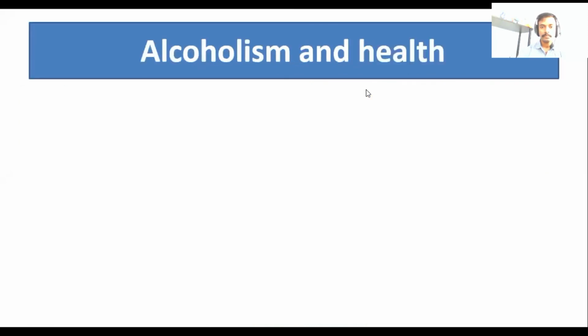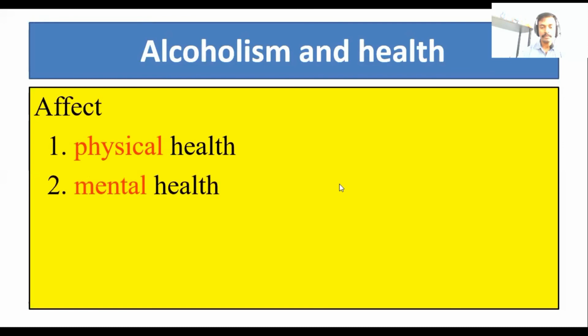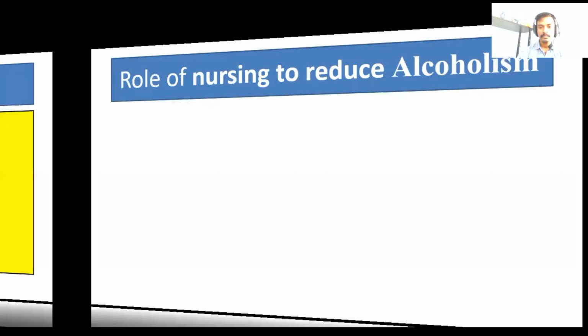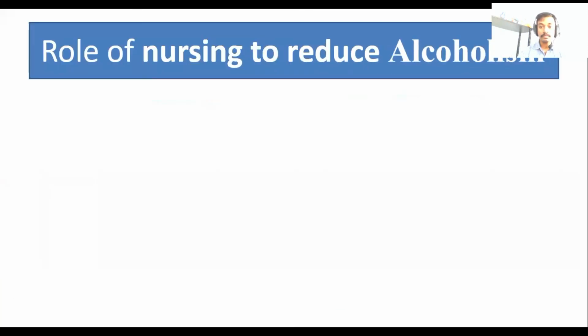Next, alcoholism and health. As we saw, beyond physical health, cardiovascular and non-communicable diseases. Then mental health, brain damage. Then social health. Society does not accept a person who becomes alcoholic. So the person experiences social disabilities.